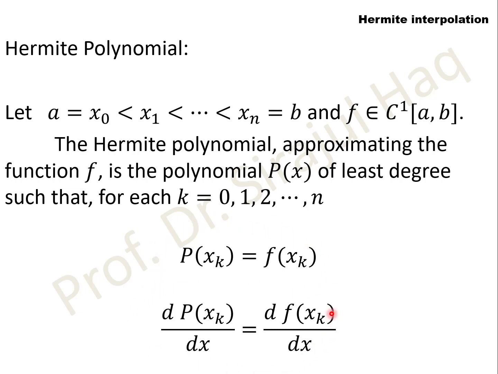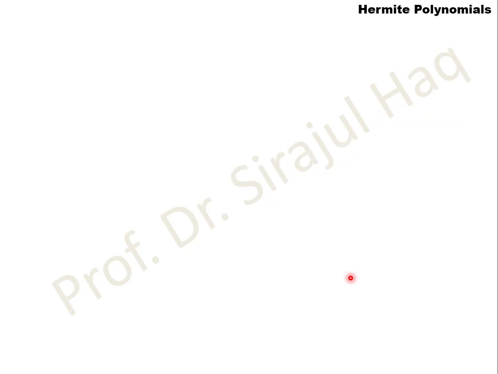But this is the second condition. Derivative of the polynomial at x0 is equal to derivative of the function at x0. Derivative of the polynomial at x1 coincides with the derivative of the function at x1, and so on. Finally, derivative of the polynomial at xn coincides with the derivative of the function at xn. If these two conditions are satisfied, then we say that the polynomial p is Hermite polynomial. This is the definition of the Hermite polynomial.